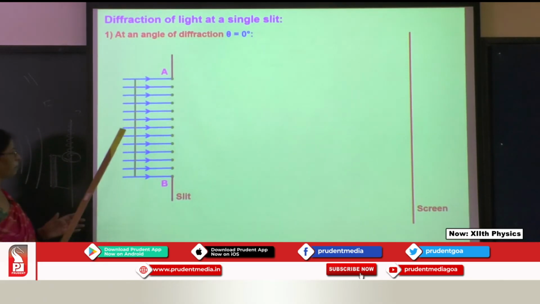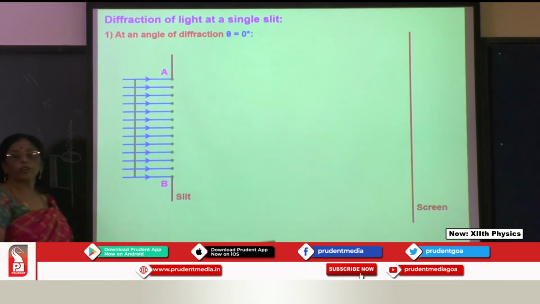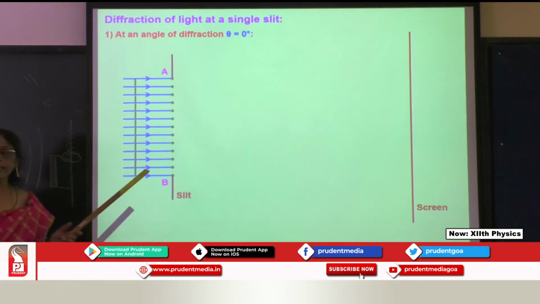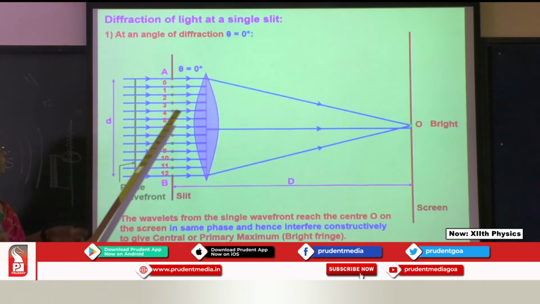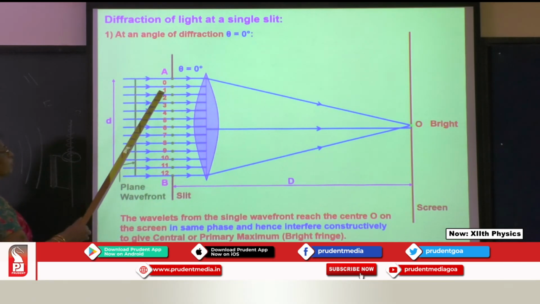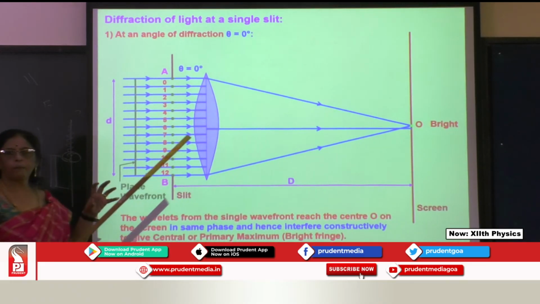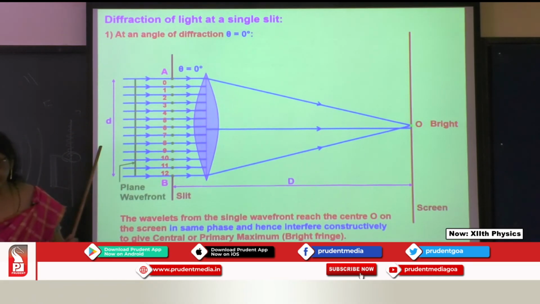When they travel straight, they go and strike the screen, where you get a bright spot on the screen. Okay, if they go straight. But what happens over there is they bend and travel also. It's a plane wavefront, 1, 2, 3, 4, around 12. Now I am keeping a convex lens over here, which is used to converge all the rays and give you a bright spot, because all the rays are brought to focus. Around 12 waves are all constrained to one point, which gives you a bright spot on the screen.